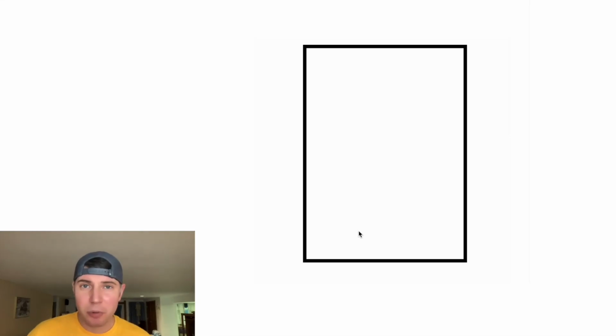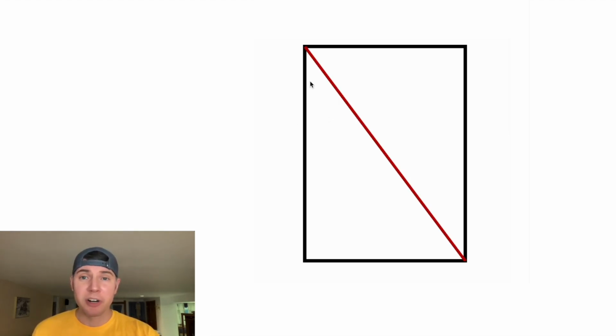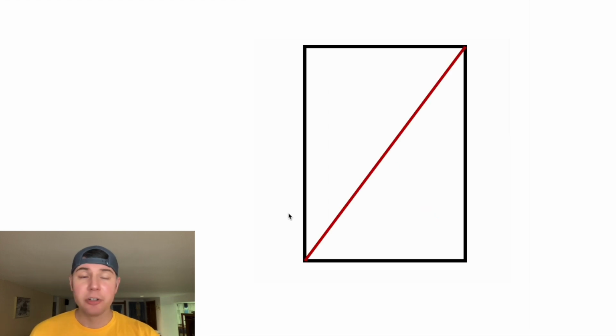Hey guys, let's say we have two brothers and they're getting a rectangular plot of land and they want to split it evenly. So naturally, one thing you could do is draw one of the diagonals, and this would cut the land in half 50-50. Or you could do the other diagonal.